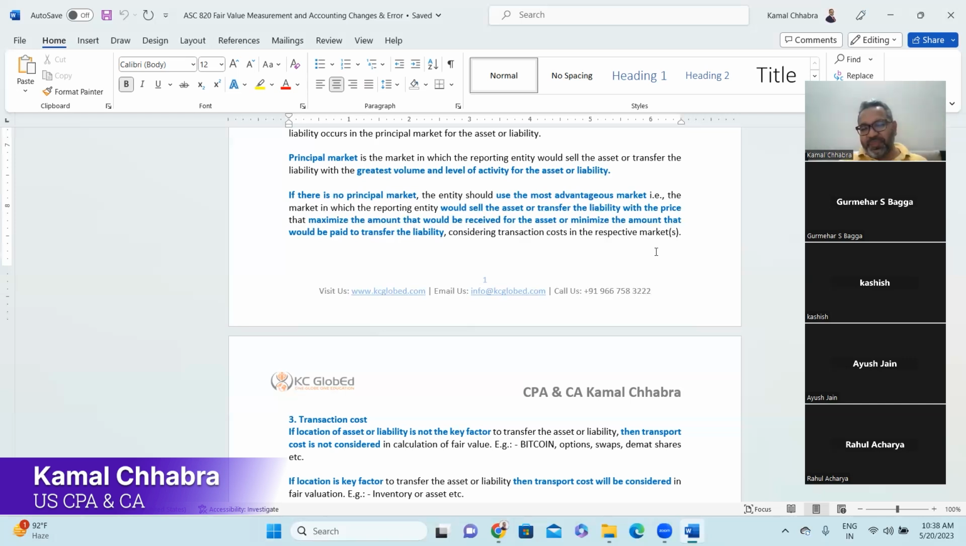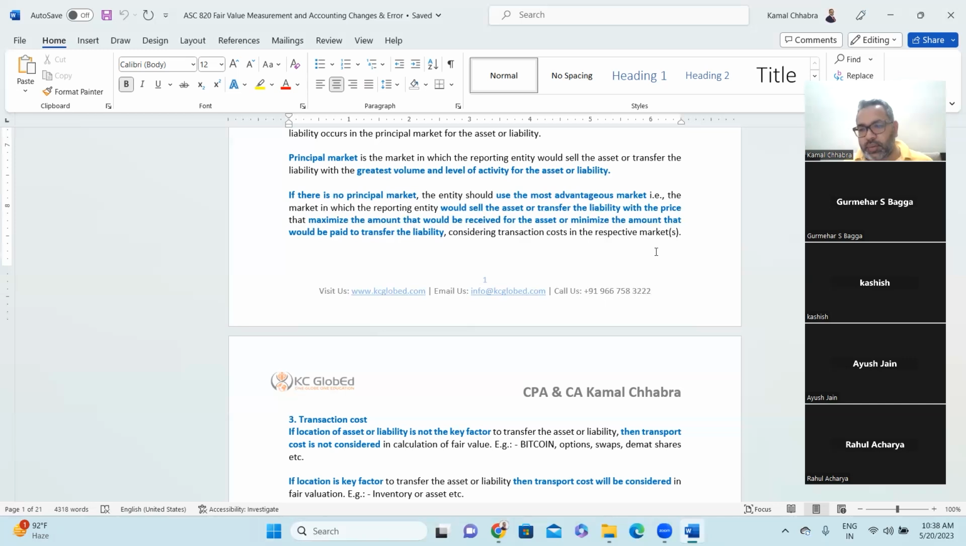So, greatest volume and level of activity. Both keywords need to be considered. On this basis, we can decide what is the principal market. Right. So second is when the principal market is not there, maybe like your product is very niche, right?